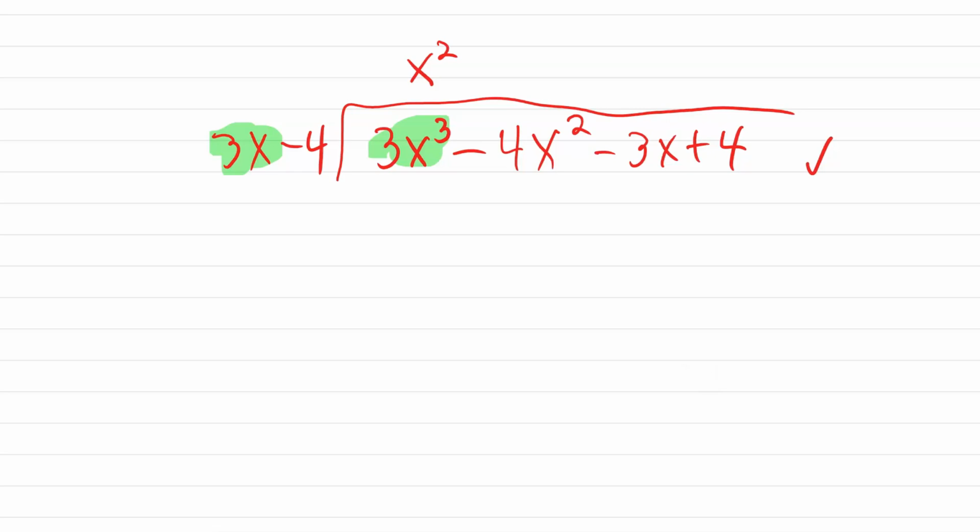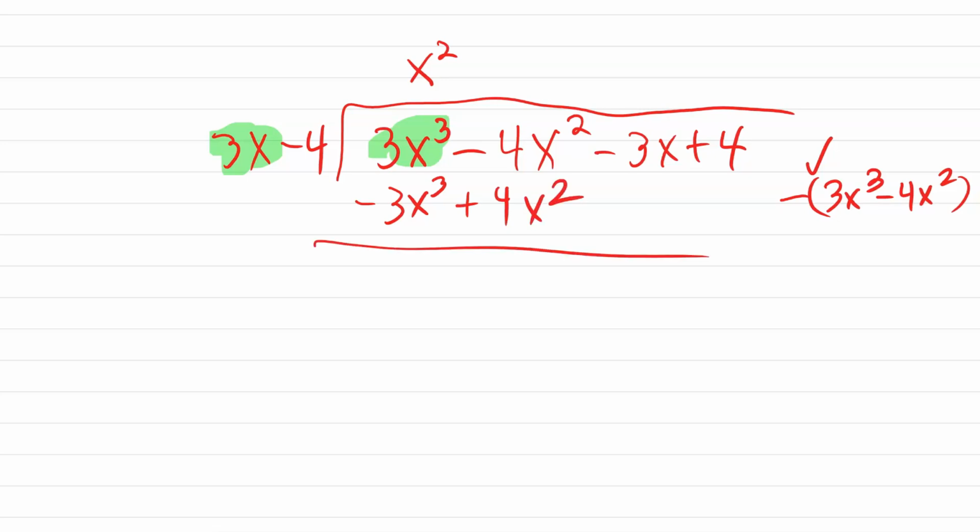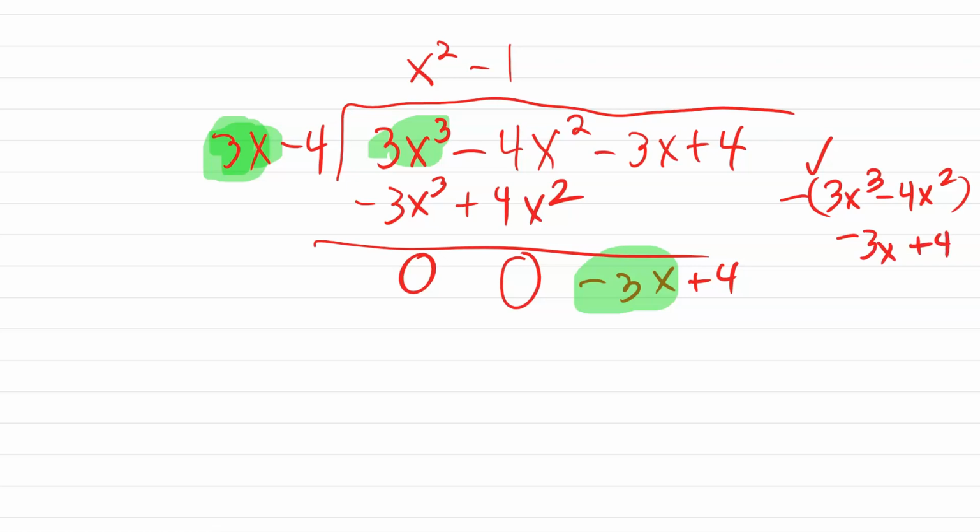So we multiply. That x squared gives us 3x cubed minus 4x squared, multiply and subtract. So that becomes minus 3x cubed plus 4x squared. That's kind of cool because this zeroes out and this zeroes out. So really all we're left with is what? Minus 3x plus 4. So now I'm going to divide that same 3x, but into this. So 3x times what is negative 3x? Or negative 3x divided by 3x is negative 1. We check it. Multiplying that gives us negative 3x plus 4. Multiply and subtract, bringing that over, makes that positive 3x and minus 4.